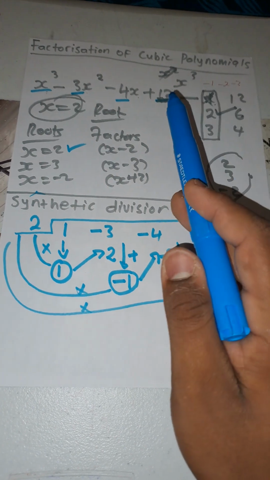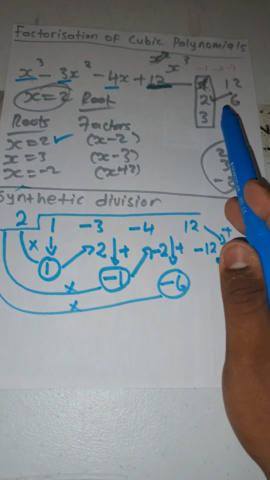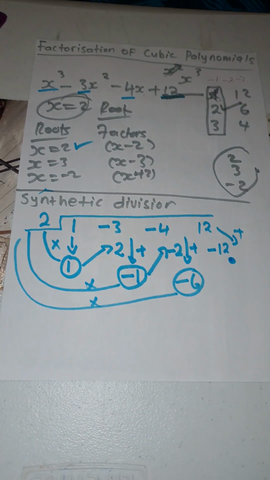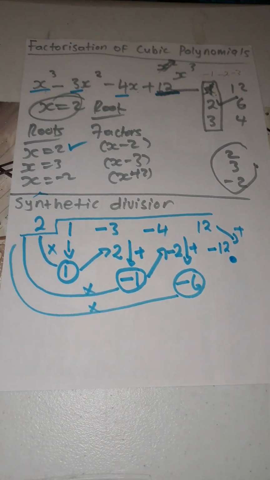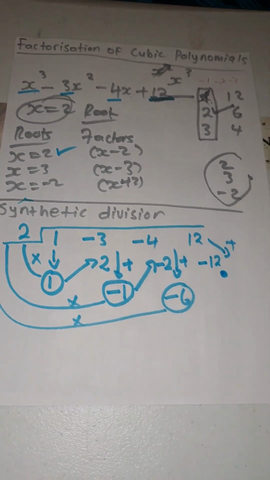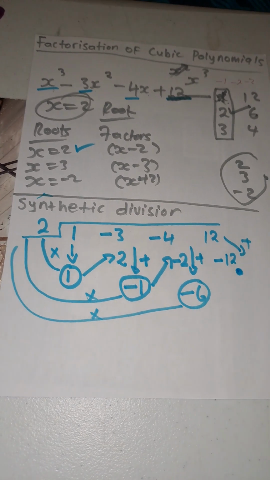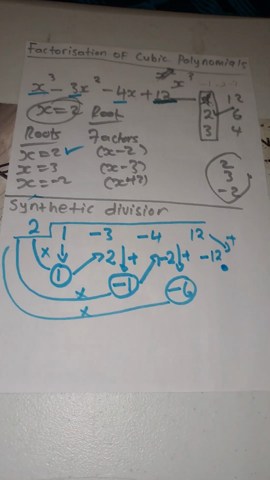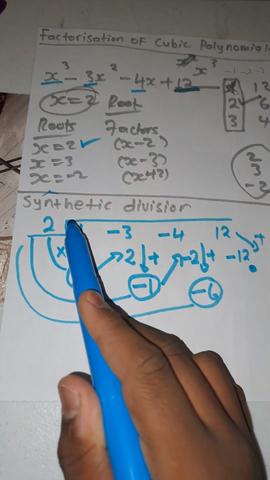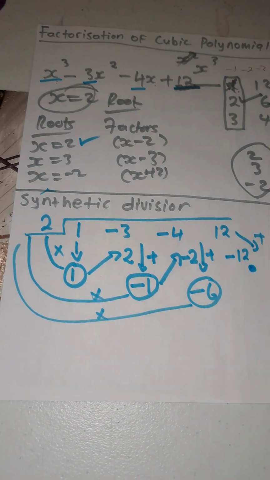The reason why we said we are gonna use 12 and the factors of 12 is so that you can get 0. We want to get 0 because of the rules of factorization of cubic polynomials. So synthetic division, you start by doing your pass, which is something like that.